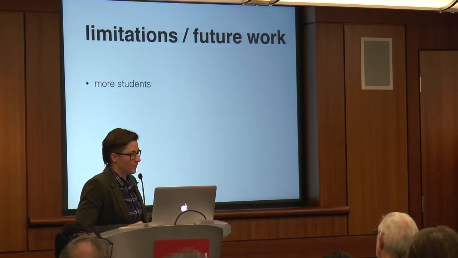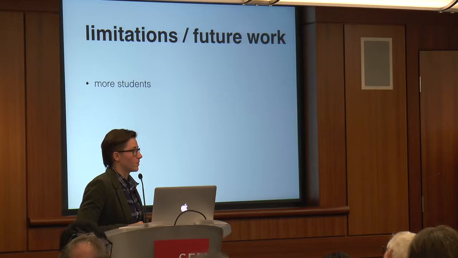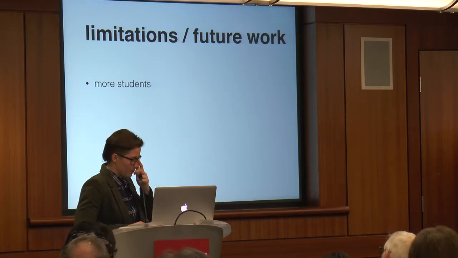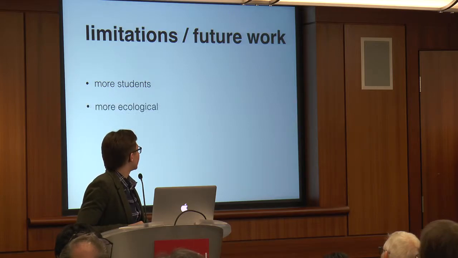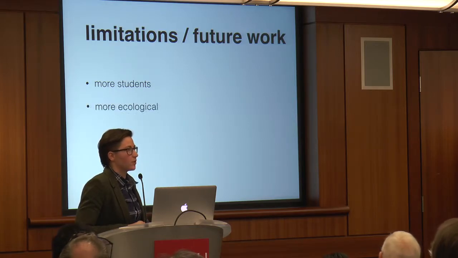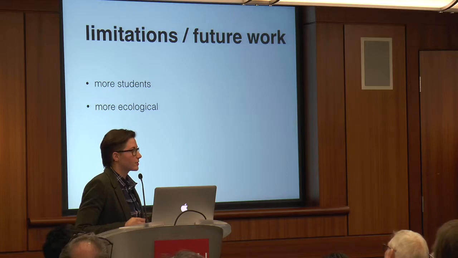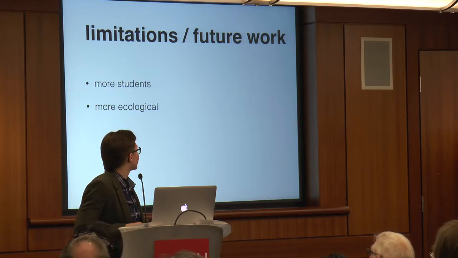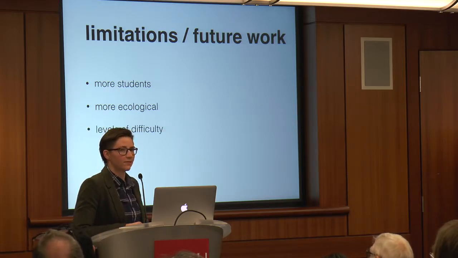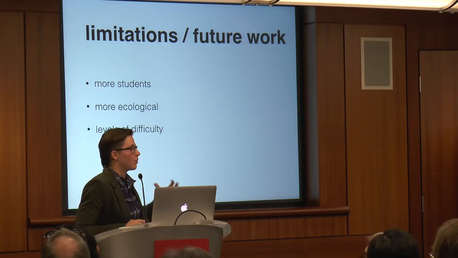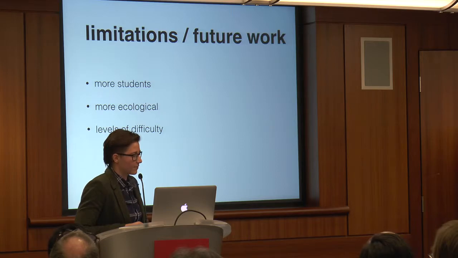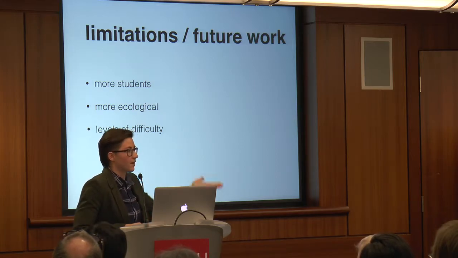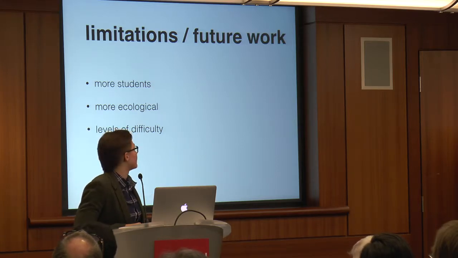Some of the things we'd like to do in the future is potentially get more students. This only had 12 people, so we want to have more to get a bigger sample size. Maybe something more ecological, since students often work in groups, so we might want to have more than one student at a time. And finally, look at more levels of difficulty. As a first pass, we just did one easy, one difficult, and based on what I've been saying before, that might not be the case. We might need to find this optimal level, so different levels of difficulty might help us get there.